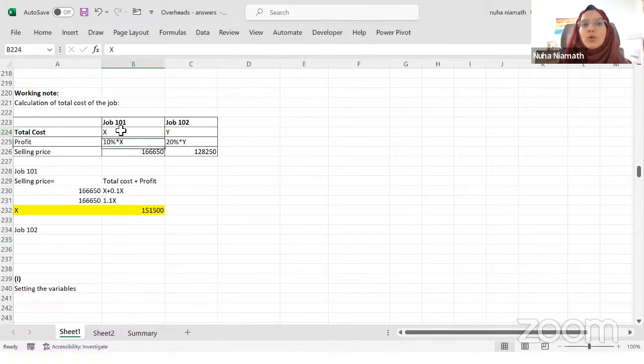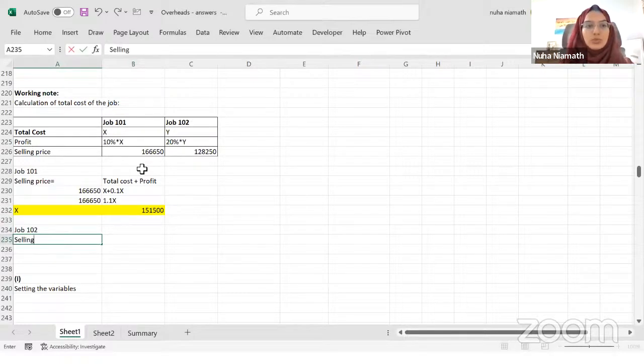So now, you know that total cost is X, and you know that the profit is 10% of X. X plus 10% of X is equal to the selling price. Is everybody clear with this? Total cost plus the profit is equal to selling price. So X plus 10% of X is 1.1X. 1.1X is equal to 166,650. X is equal to 166,650 divided by 1.1. That will give me 151,500. Clear? Okay, perfect. So please proceed with job 102.